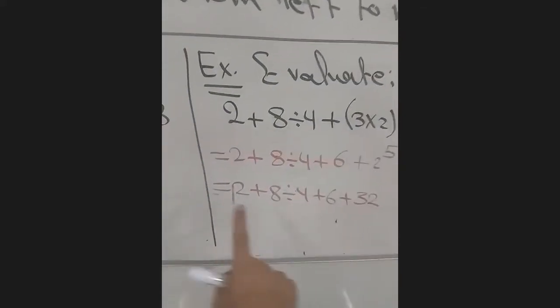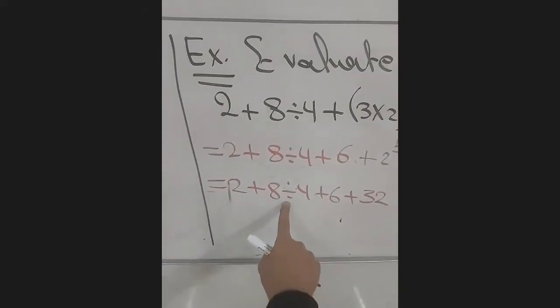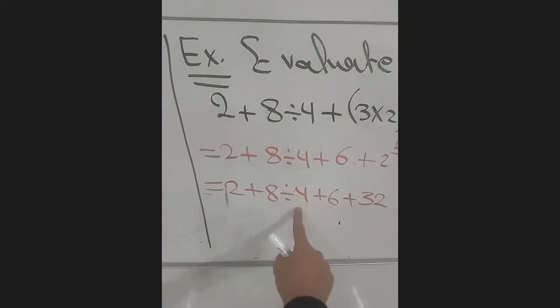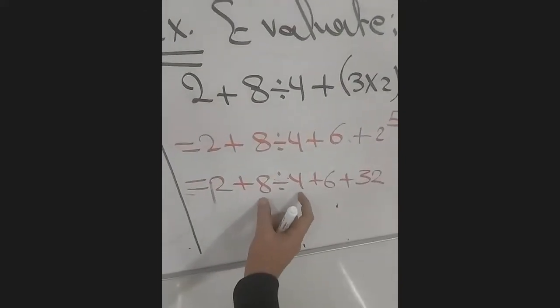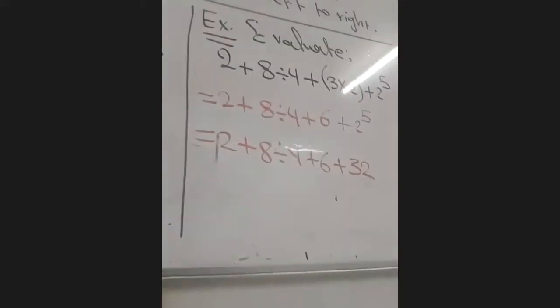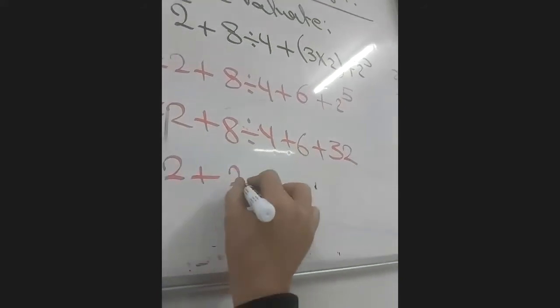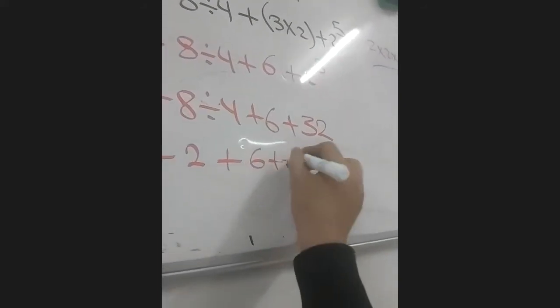So, do we have multiply? No. Do we have divide? Yes, I have divide here. 8 divided by 4, right? So I will do 8 divided by 4 only, and the other things will come down. So this is equal to 2 plus 8 divided by 4, 2 plus 6 plus 32.